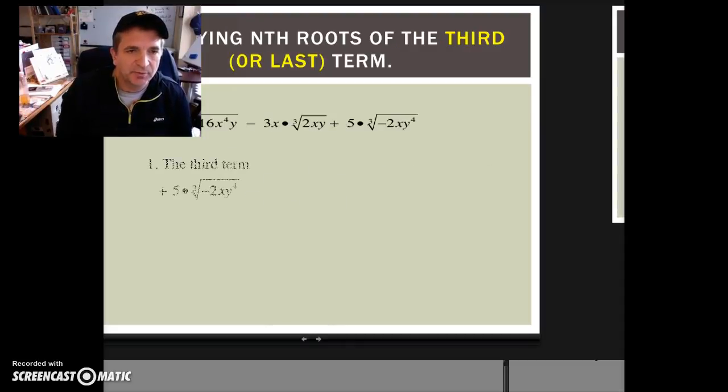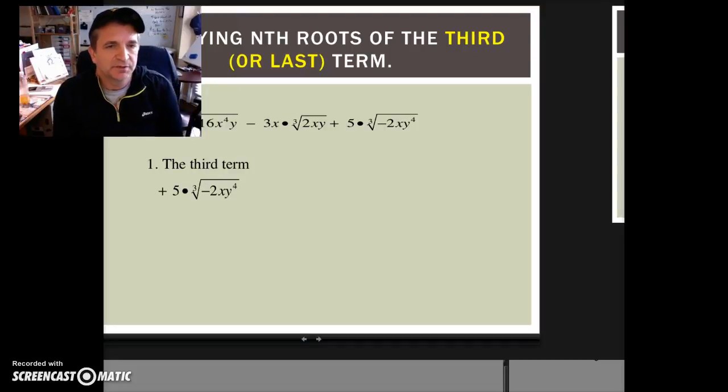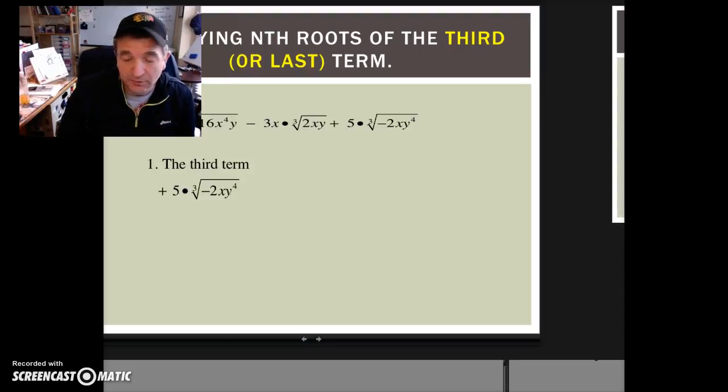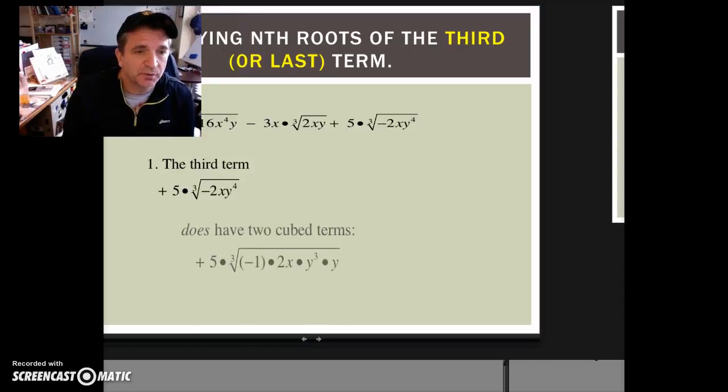In the problem, I repeat the problem again, the third term is plus 5 times the cube root of minus 2xy to the 4th power. So we look for the third term here. The third term, we have one, even 2. You don't see the second one. There's a minus 1 in there.